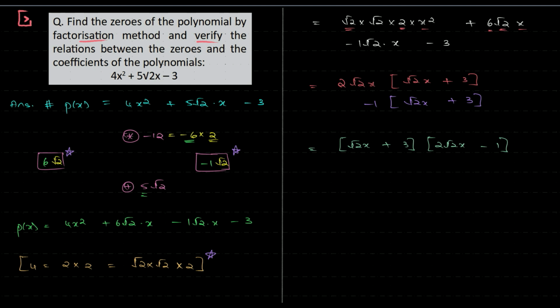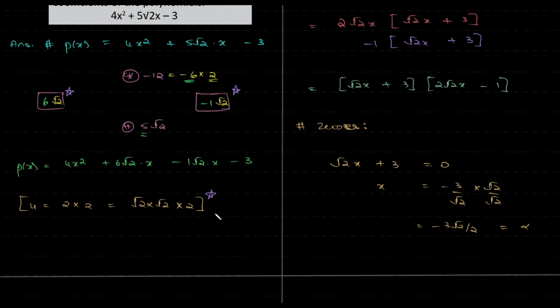Okay, right? And last we have finding the zeros. So we have root 2 x plus 3 equal to 0. So x is equal to minus 3 by root 2. Right? We need to rationalize this. So we have minus 3 root 2 by 2. That's your alpha. Yeah, we need to rationalize. If not, they will cut marks.